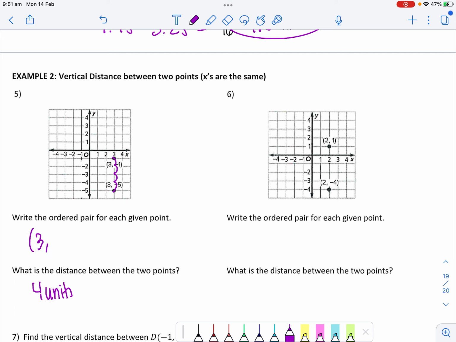My first point is (3, -1). My second point is (3, -5). This time my x's are the same, and my y coordinates have the same sign, so I'm going to subtract. 5 minus 1 is 4. Over here, I've got 1, 2, 3, 4, 5 units.